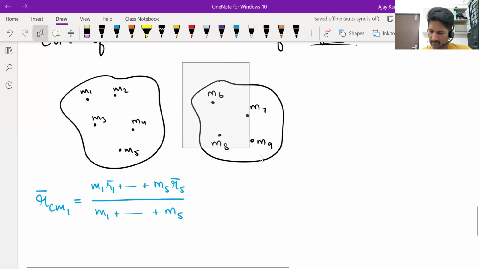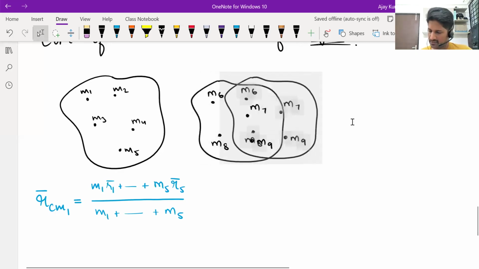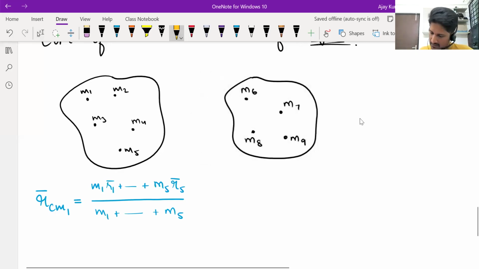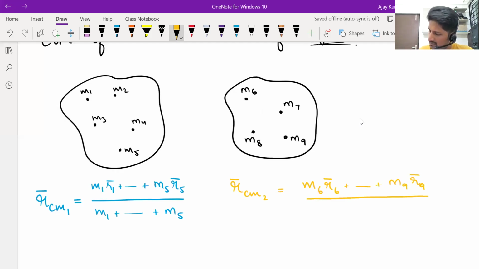Next, the other system, if you consider the second one, the position of its center of mass RCM2 is M6 R6, because the masses in that system start from 6. So on up to M9 R9 divided by the total mass of that system, which is M6 plus M7 so on up to M9. Okay.